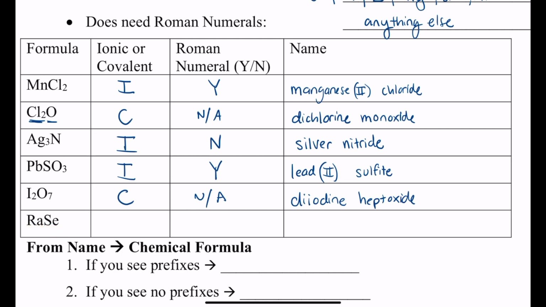Final example here, we have RaSe. Ra is a metal called radium, so this is going to be ionic. Se is the nonmetal selenium. Since radium is in group 2A, we do not need a Roman numeral. So we're just simply going to call this radium and then selenide. So selenium becomes selenide. We're always changing those endings to ides unless it's a polyatomic ion. Notice that with sulfite, we kept the ending as ite. We don't want to change the name to ide.